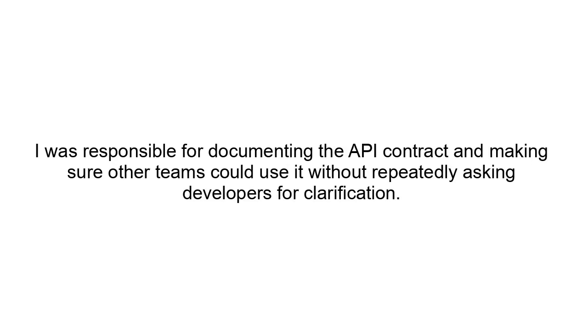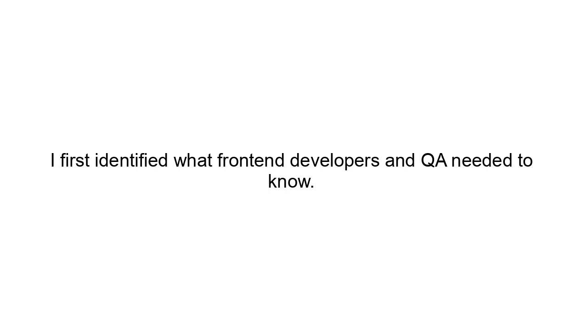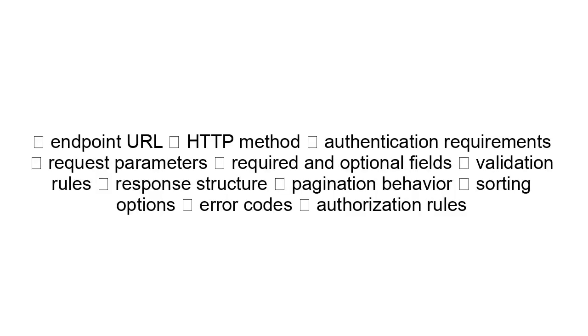Task: I was responsible for documenting the API contract and making sure other teams could use it without repeatedly asking developers for clarification. Action: I first identified what front-end developers and QA needed to know. I documented the endpoint URL, HTTP method, authentication requirements, request parameters, required and optional fields, validation rules, response structure, pagination behavior, sorting options, error codes, and authorization rules.